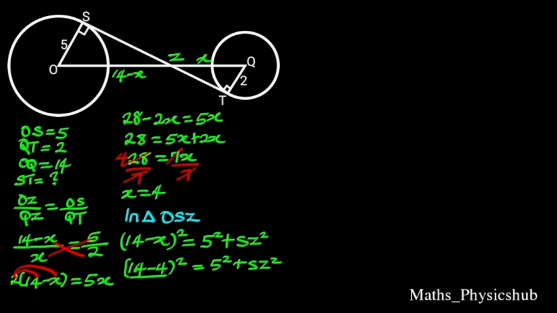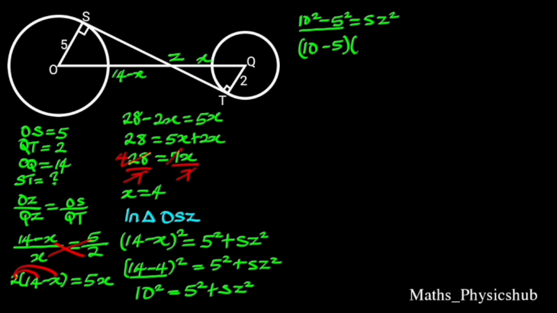14 minus 4 is 10. And 10 square equals 5 square plus SZ square. To find SZ, we take 5 square to the left, 5 square going to the left will become negative. So that 10 square minus 5 square equals SZ square. From difference of 2 squares, 10 square minus 5 square is the same as 10 minus 5 times 10 plus 5, which equals SZ square.